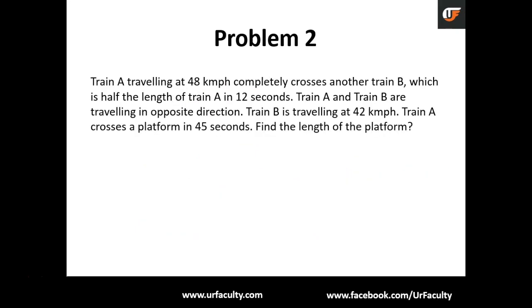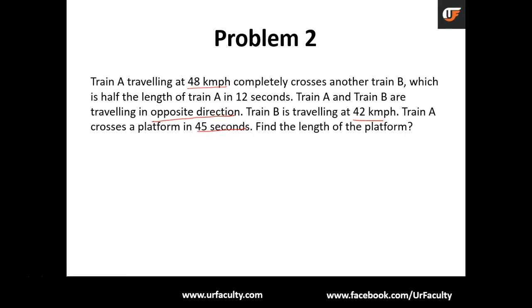Train A traveling at 48 km per hour completely crosses another train B, which is half the length of train A, in 12 seconds. Train A and B are traveling in opposite direction. That's key here. They are traveling in opposite direction, and train B is traveling at 42 km per hour. Train A was at 48 km per hour. Train A crosses a platform in 45 seconds. So the three entities here: train A, train B, and platform.